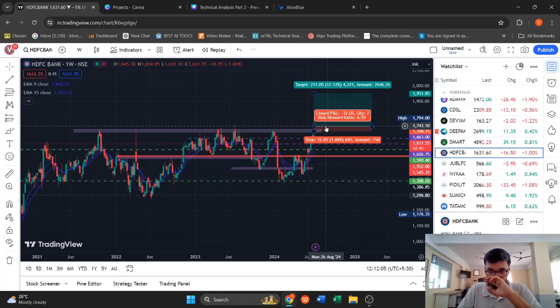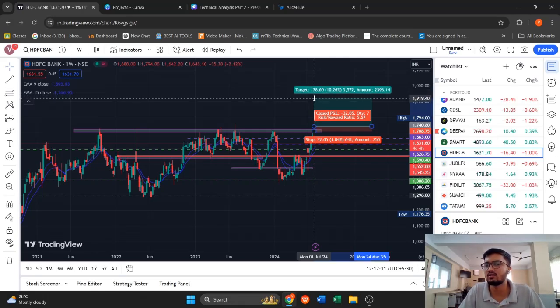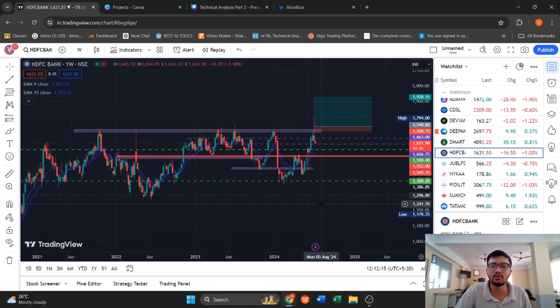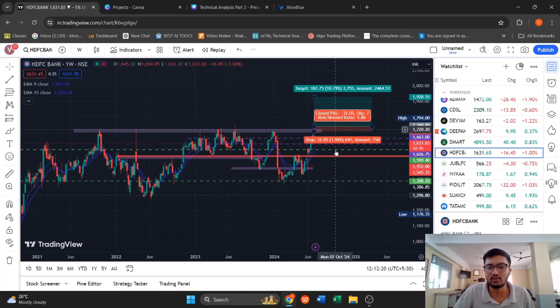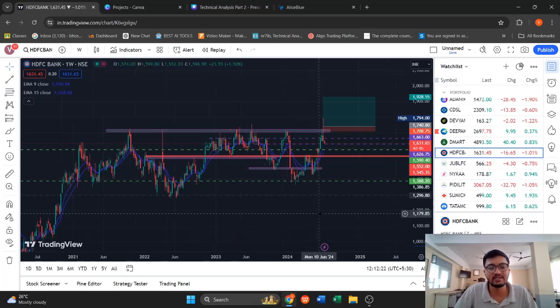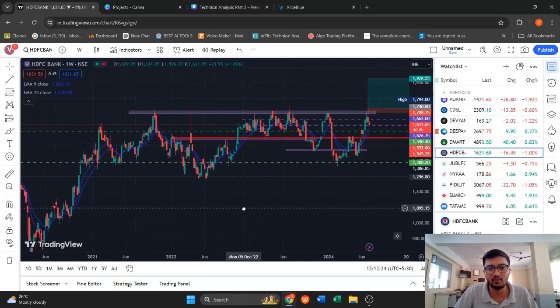But on the upside, it would have given you a decent 10 percent return over a longer time frame. If you would have held this particular stock, it would have given you good money, but with a small stop loss. And same with breaking the support as well.